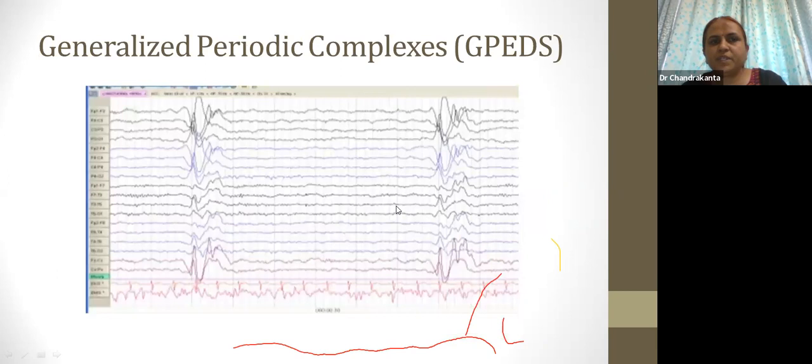Then there can be generalized periodic epileptiform discharges. To know the periodicity, you have to look at many pages. If you are just looking at one page, it's difficult to decide that it is periodic. If you see many pages, then you will notice that it is occurring after almost the same duration. Okay, and this is actually showing R complexes, sharp and slow wave complexes, periodic, which we find in cases of SSPE.